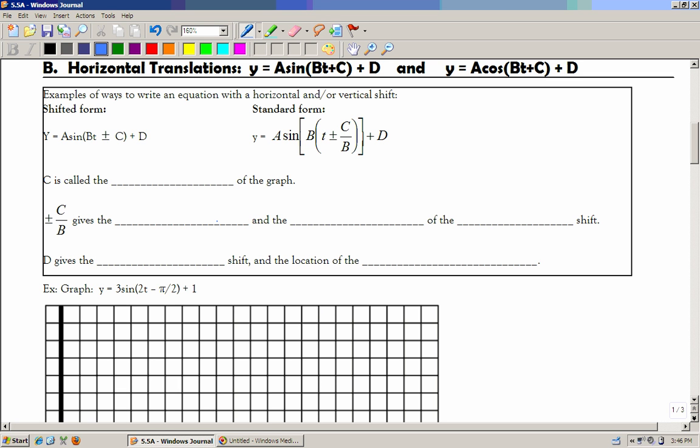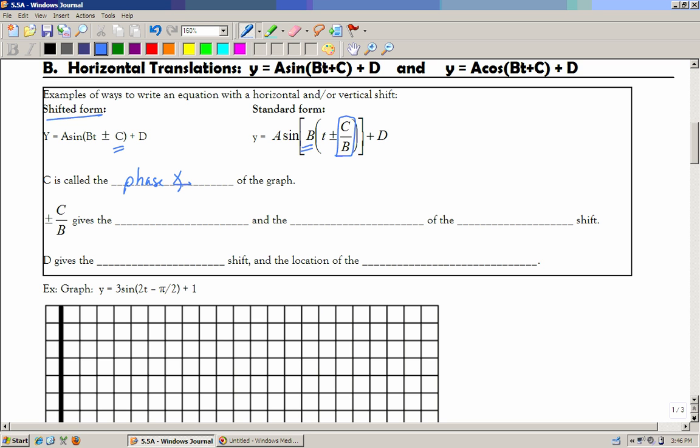Okay, we're still on section 5.5. We're going to do horizontal translations this time with the sine and the cosine function. We have two different forms that we can write this in. The shifted form is the one that has all the things in the parentheses multiplied out, bt plus or minus c. And then the standard form separates out, takes the b out into factored form, so you can see the c over b. The c in this equation is called the phase angle.